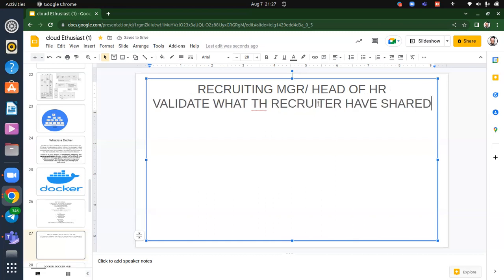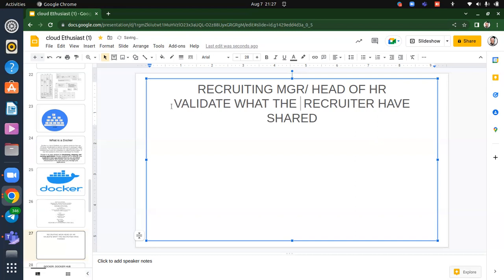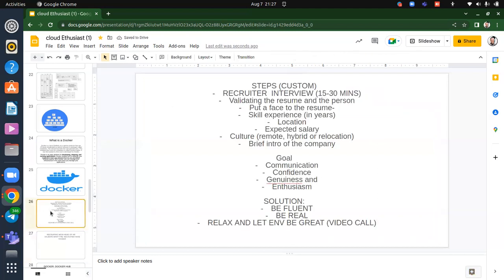So what does that mean? It means that it's still going to be a video call. They are going to see you as a person. They are going to see the energy that you use in communicating. They will also validate the culture, as I mentioned earlier. They will validate if you're the person in the resume. They will validate your face, your real face.